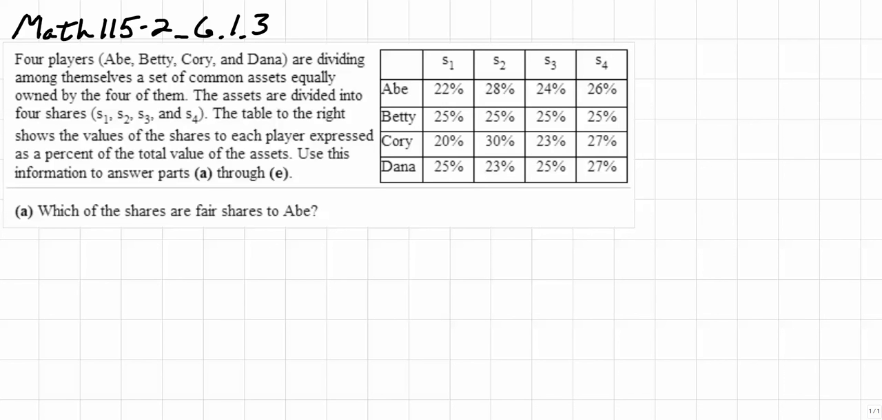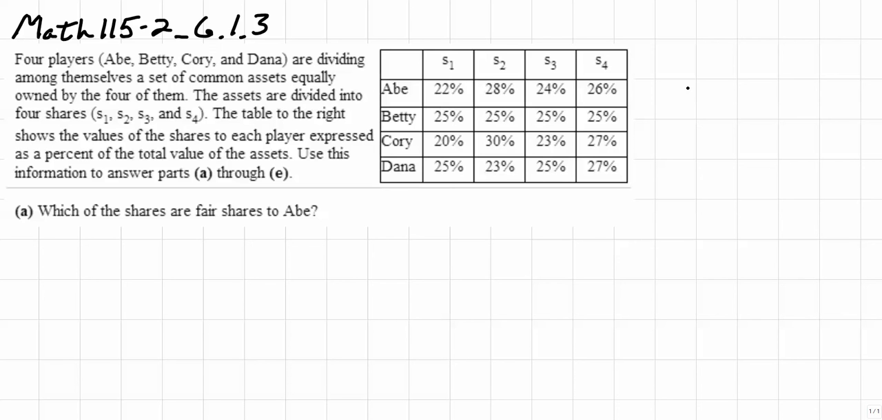Four players, Abe, Betty, Cora, and Dana, are dividing among themselves a set of common assets equally owned by the four of them. The assets are divided into four shares, S sub 1, S sub 2, S sub 3, and S sub 4. The table to the right shows the values of the shares to each player expressed as a percent of the total value of the assets. Use this information to answer part A through E.